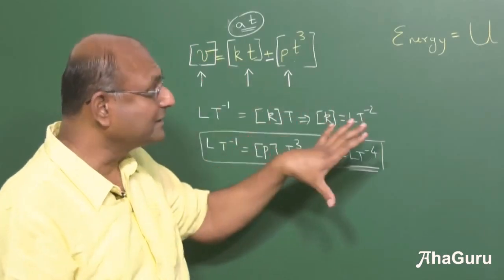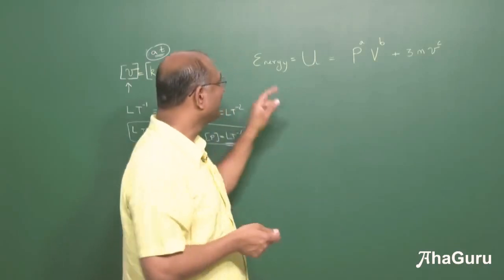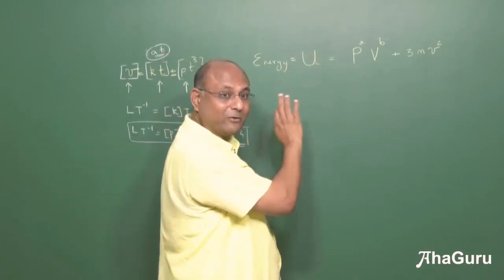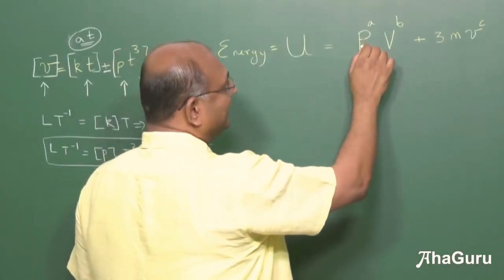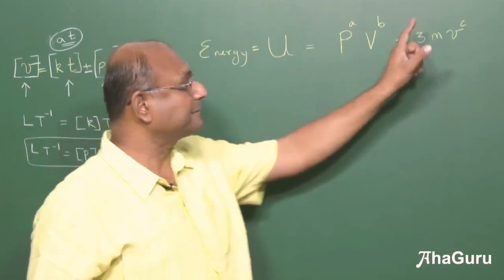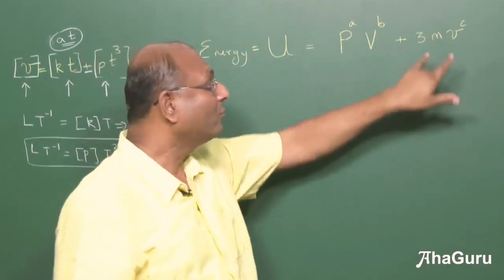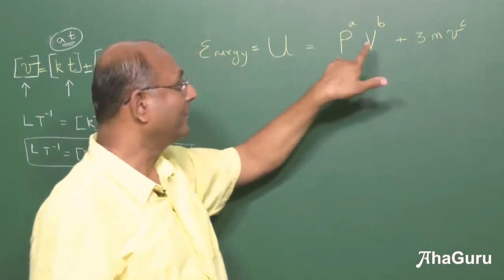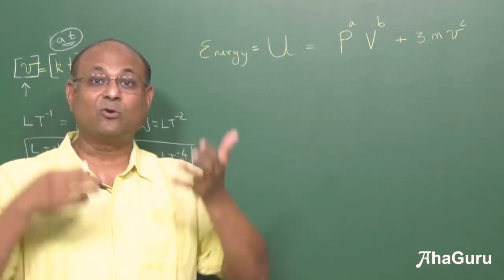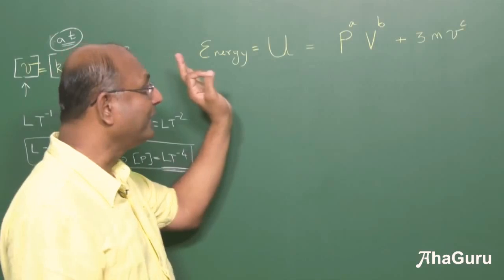Now we can use this to find a complete equation. For example, look at this question. Here I am telling you energy of a particular system is pressure power A into volume power B plus 3 times mass into some velocity of some object power C. I don't know what is M, I don't know what is V, I don't know what this pressure volumes are. In fact, I don't even know where this formula comes from. I don't know whose formula is this. That is the power of dimensional analysis. You don't need to know any other detail.